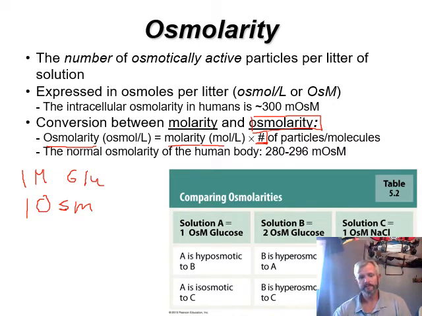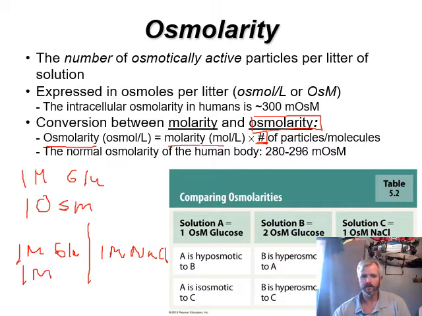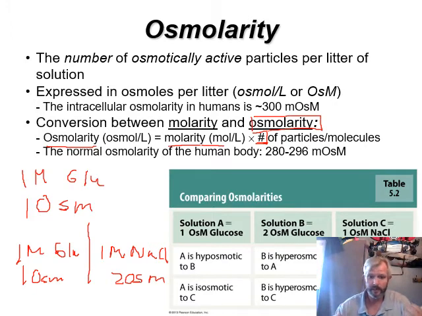So if I had, say, a 1 molar solution of glucose on this side, and it's partitioned from a 1 molar NaCl solution, the molarity is the same between these two, but if I calculate osmolarity, I have 1 osmole here, and this solution would be 2 osmoles. All right.